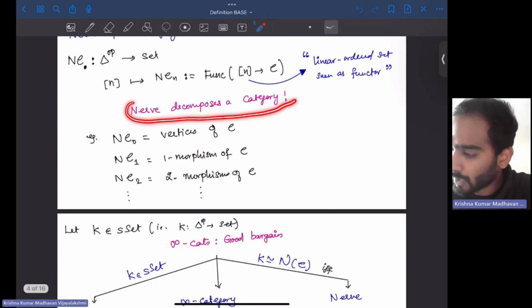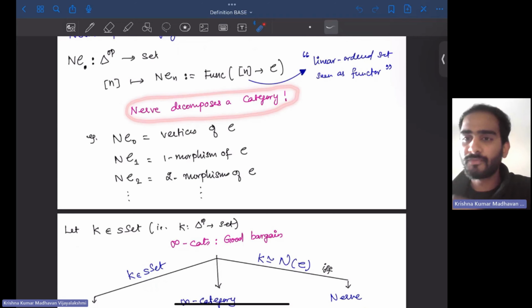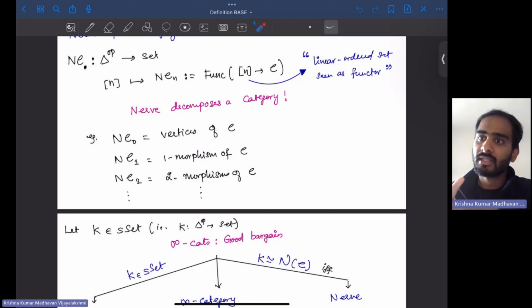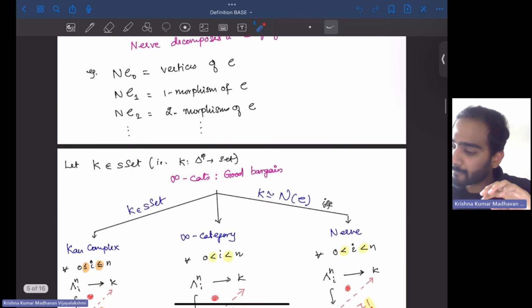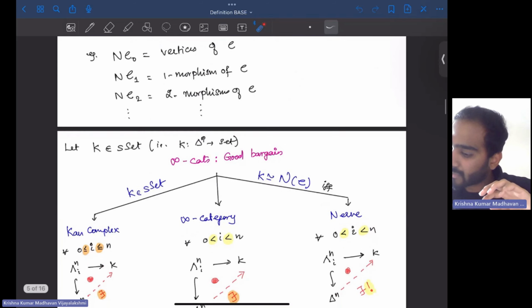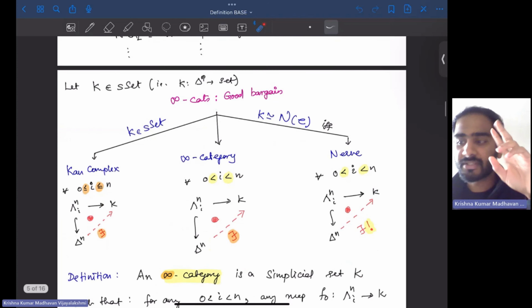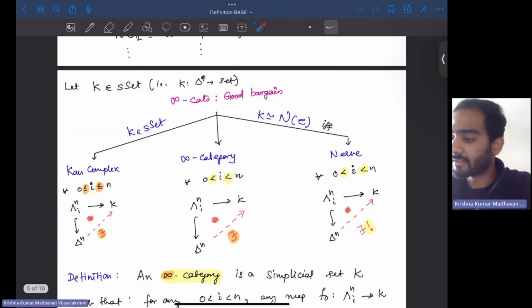So one main theme is that if you're given a category and you take a nerve of it, it's exactly like how nerves run in a human body. It decomposes the category into each of its components: it has objects, one morphisms, two morphisms, and everything. And then naturally one can identify two objects attached to this infinity categorical setting.